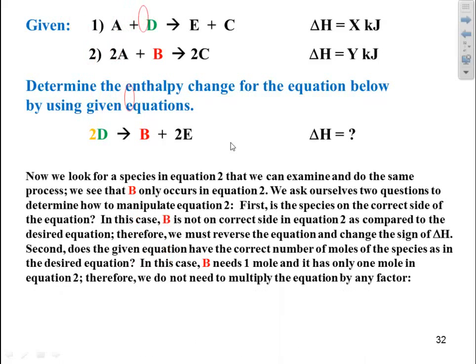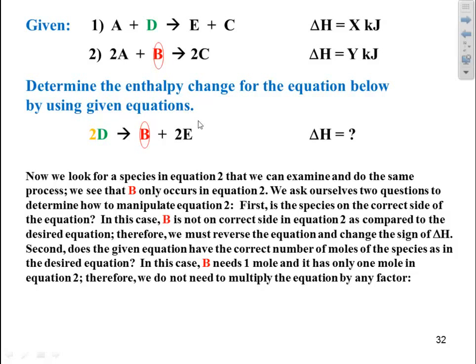Well, looking at it, we see that I have B only in that second equation, so I'm going to do the same thing. I'm going to ask, is it on the correct side in this equation? Well, I want it on the product side. Where is it in my given? It's on the reactant side, so it's not in the correct place. So that means I'm going to flip the reaction, change it to 2C goes to 2A plus B, which means I've got to change the sign on my y to a negative.